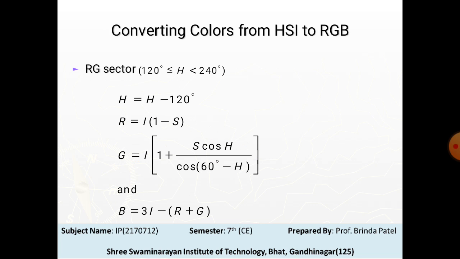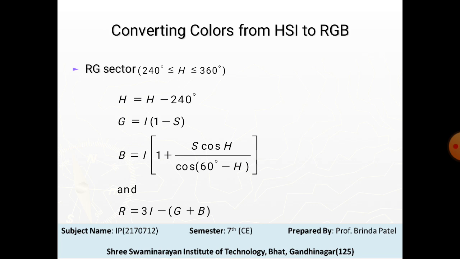Next is the GB sector: 120 degrees less than or equal to H less than or equal to 240 degrees. If the given value of H is in this sector, we first subtract 120 degrees from it, so H is equal to H minus 120 degrees. Then R is equal to I into 1 minus S. These are the RGB components. G is equal to I into 1 plus S cos H upon cos of 60 degrees minus H, and B is equal to 3I minus R plus G.